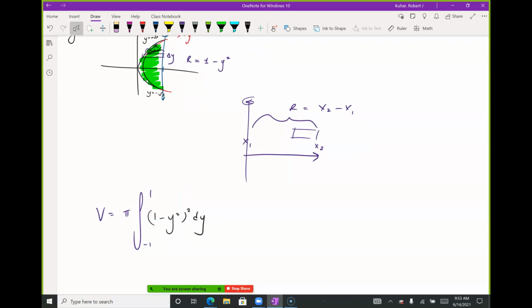Now there's some symmetry here. So I certainly can do this as 2 pi times the integral from 0 to 1 of 1 minus y squared, all quantity squared dy, because of the symmetry. Top and bottom are symmetrical. So I don't have to do the whole interval. I can do twice half of the interval.